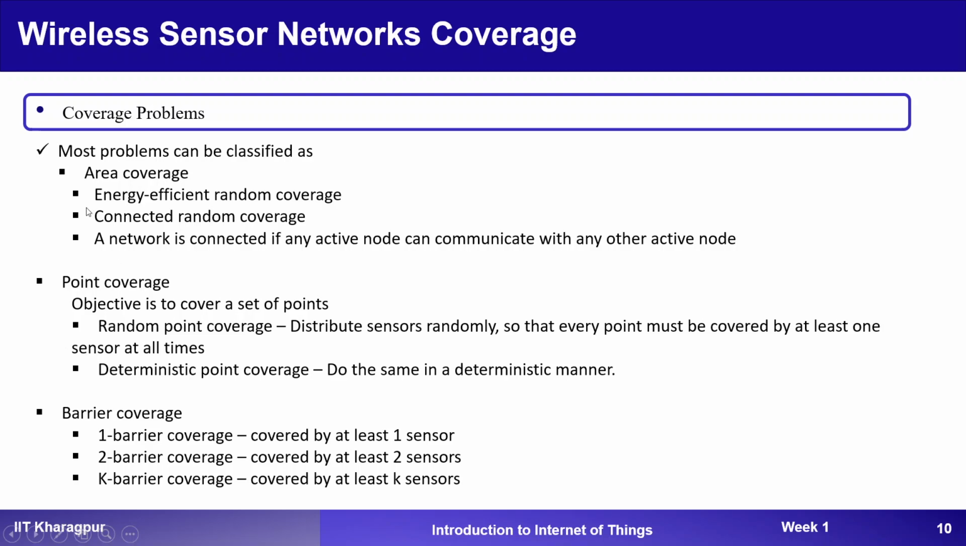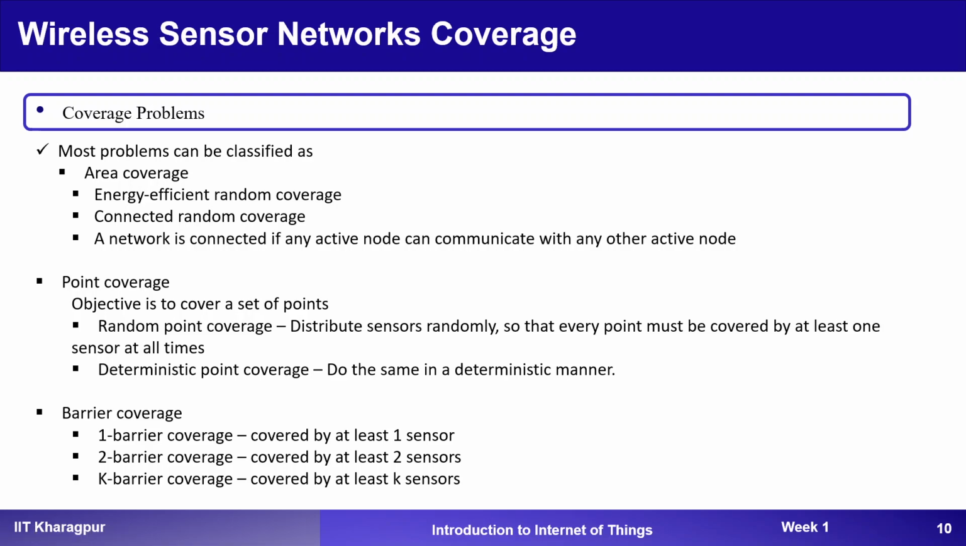In the case of the coverage problem, it is basically divided into three categories. The first one is area coverage, the second one is point coverage, and the third one is barrier coverage. In area coverage, the main aim is to cover the complete area in an energy efficient manner. Second, the connection between the sensors will be random.